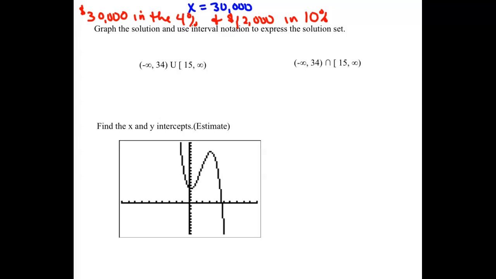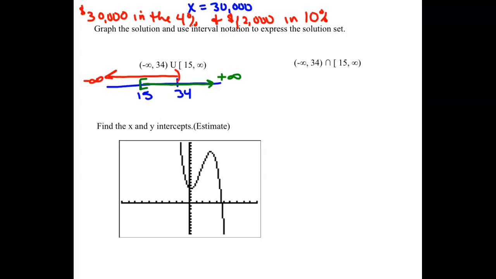All right, so a union means we want all of it. So picture on our number line, 15 would be here, 34 would be here. One of them is saying we want to go from 34, or almost 34, all the way towards negative infinity. The other one is saying we include 15 and we want to go all the way up to positive infinity.